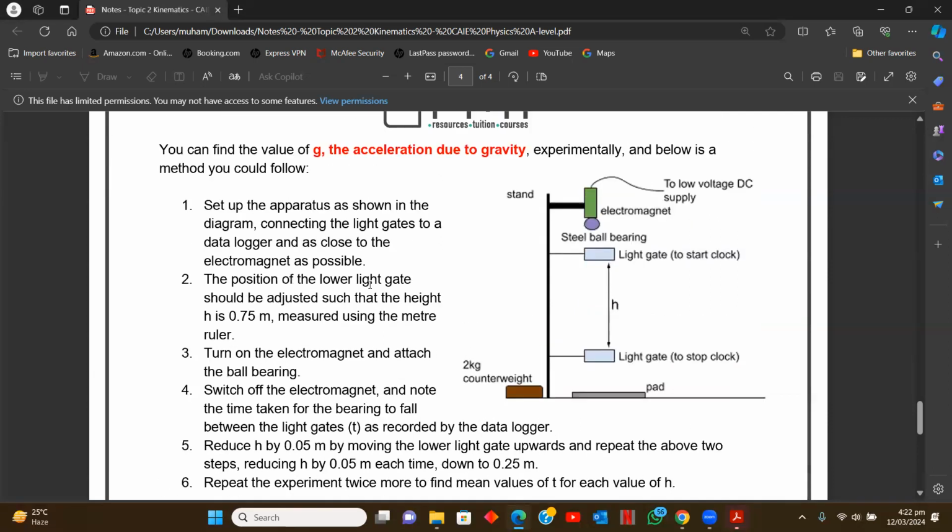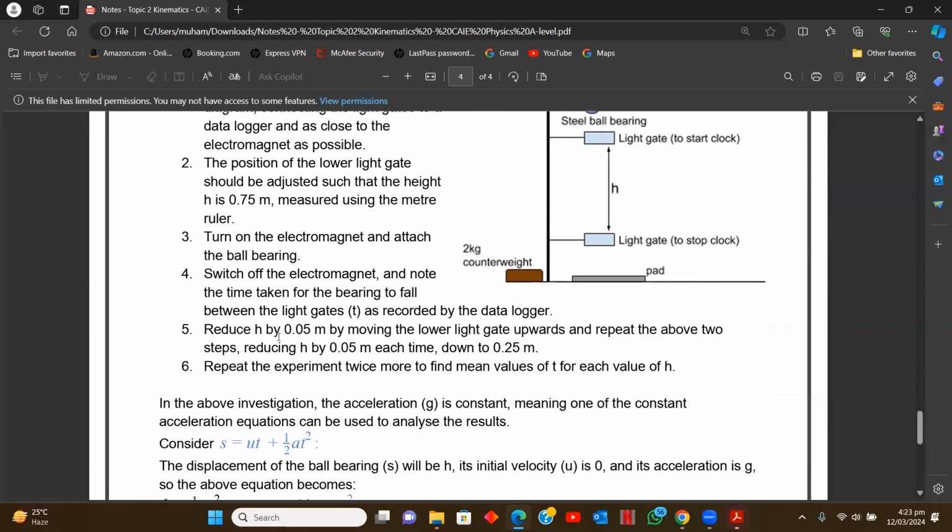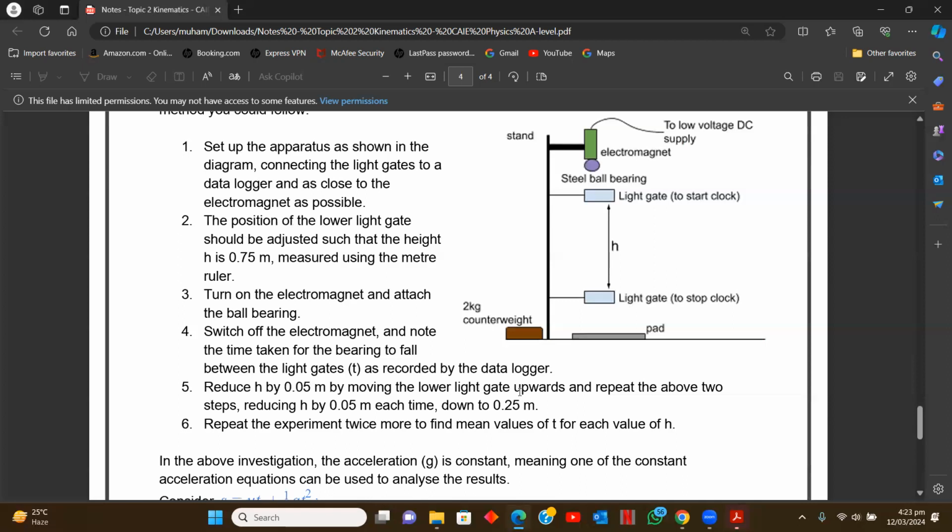So the position of the lower light gate should be adjusted such that the height h is 0.75 meters, measured using the meter rule. Turn on the electromagnet and attach the ball bearing. Switch off the electromagnet and note the time taken for the ball bearing to fall between the light gates as recorded by data logger. यहाँ से आपको time मिल गया. Reduce h by 0.05 meters by moving the lower light gate upwards and repeat the above two steps, reducing h by 0.05 meters each time down to 0.25 meters. आहिस्ता आहिस्ता height कम करते जा रहे हैं. Repeat the experiment twice more to find the mean values of t for each value.